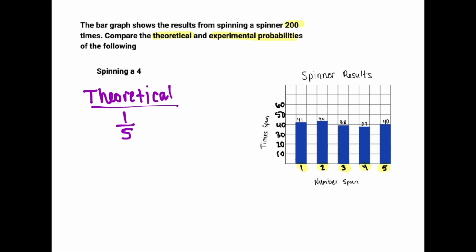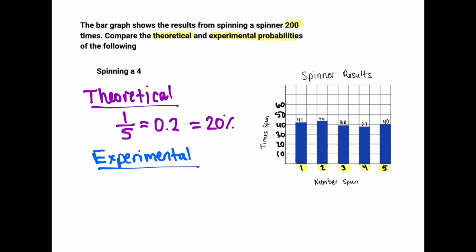When we compare theoretical probability to experimental probability, it helps to turn into decimals and then into percents. You can make 1/5 a decimal by taking 1 divided by 5. That's 0.2. And then 0.2 is 20%. So we should expect to get a 4 20% of the time.